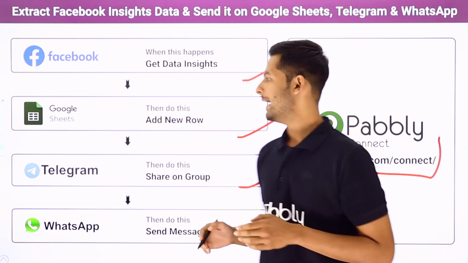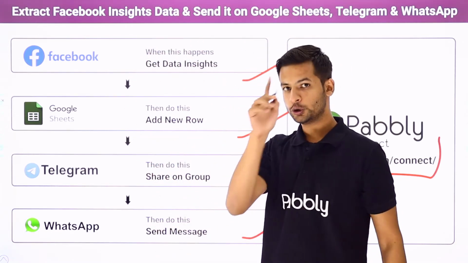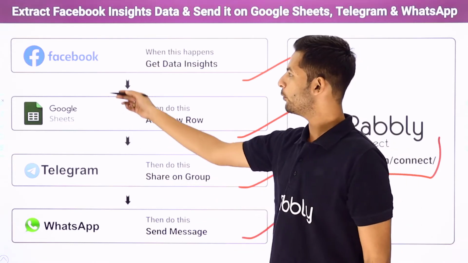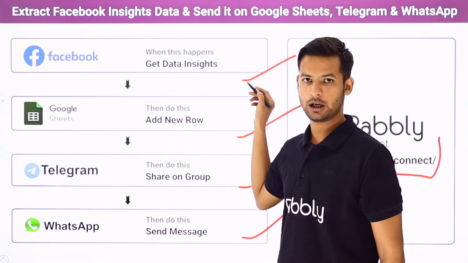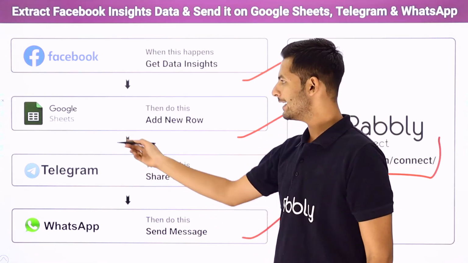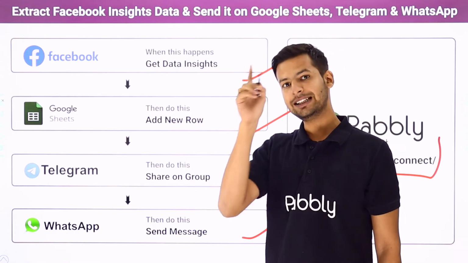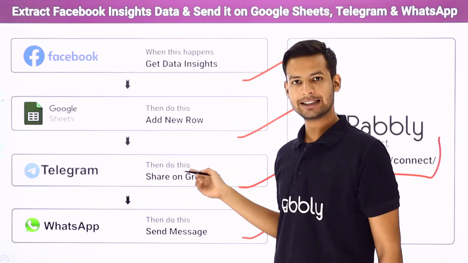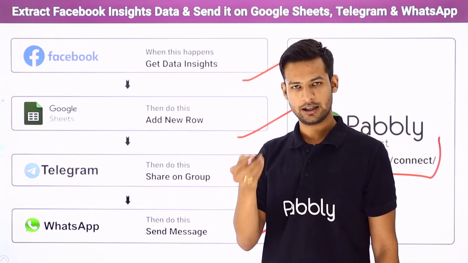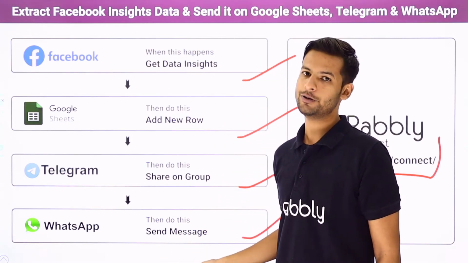What it will do is help us link all of these four applications together so that every time you have posted a new advertisement in your Facebook account, automatically the data of that particular advertisement will get captured in the spreadsheet which you have created in the Google Sheet account. At the same time, it will be sent as a text in the group which you have created in the Telegram account, and at the very same time, it will be sent as a text on WhatsApp.